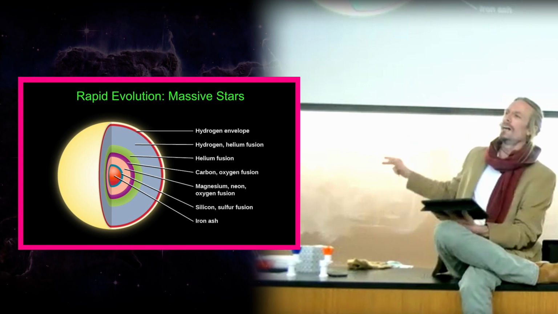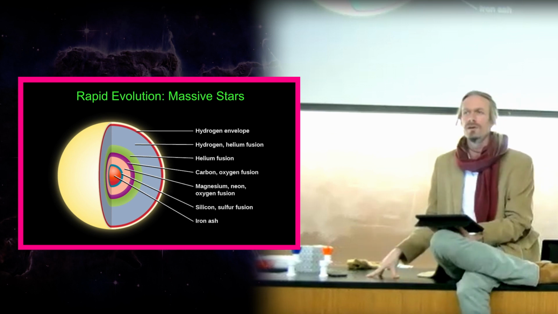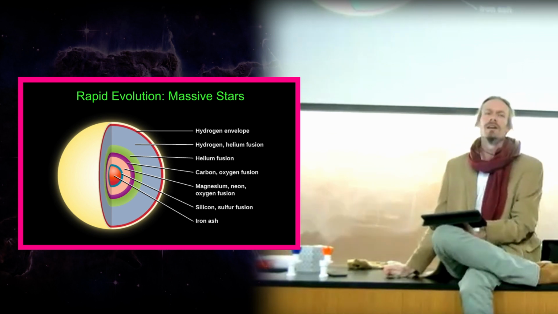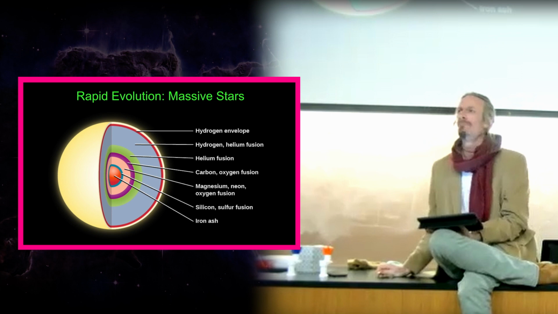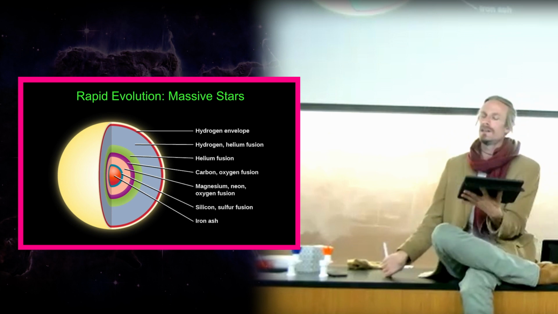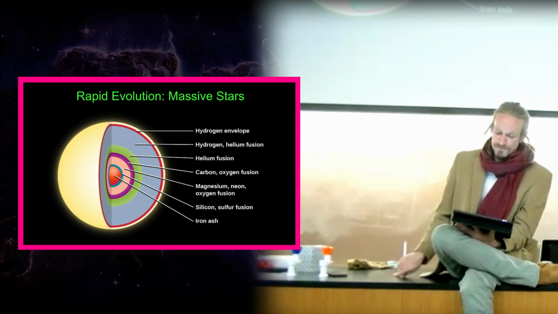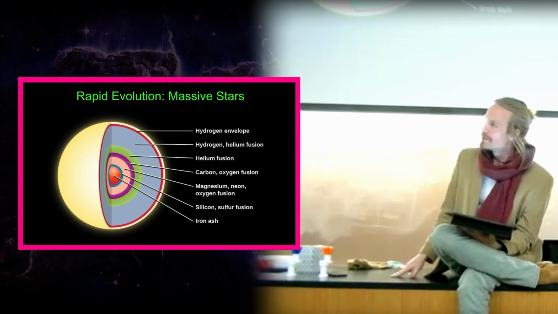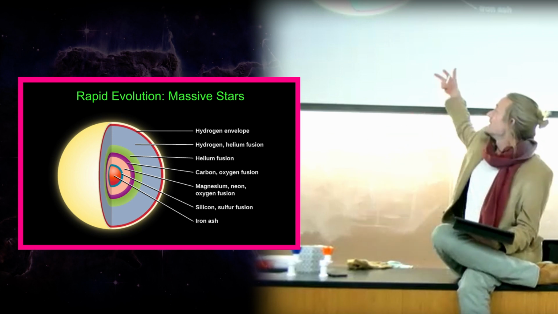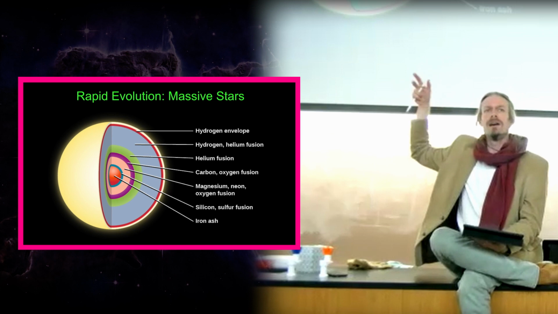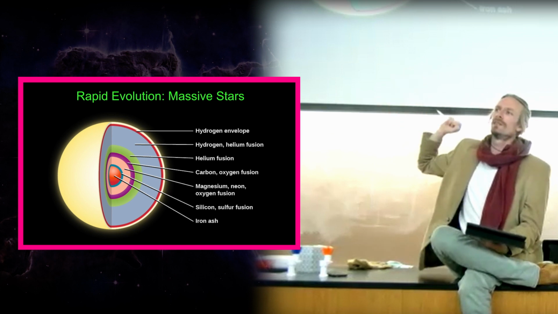It seems like iron is the end of the road, though. In order to smash two irons together, you need more pressure than the biggest star can manage, all right? Now, before I move on, though, this is really interesting. This is essentially the layered structure that the biggest stars can create.